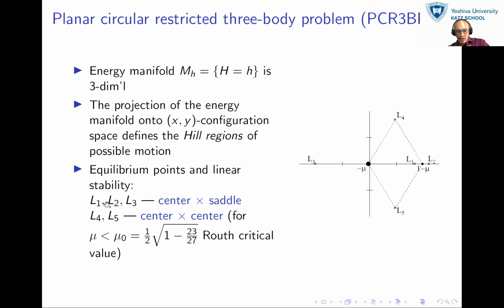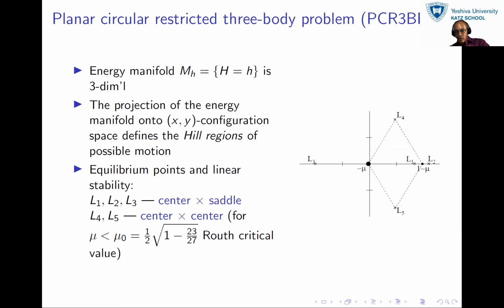However, L1, L2, and L3 are of center-saddle type. In other words, they are unstable. If you try to place a spacecraft at L1, it may stay there for a little while, but you know from differential equations that you have a center-saddle type of equilibrium point. It's unstable. That means that after a while, the spacecraft may escape from staying at L1.